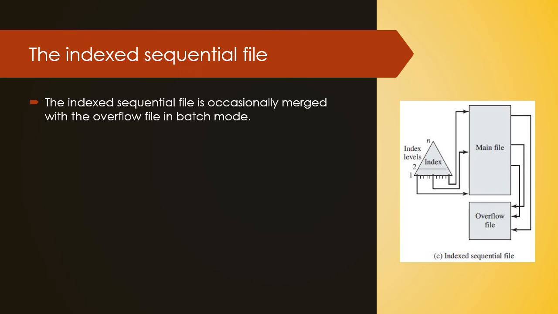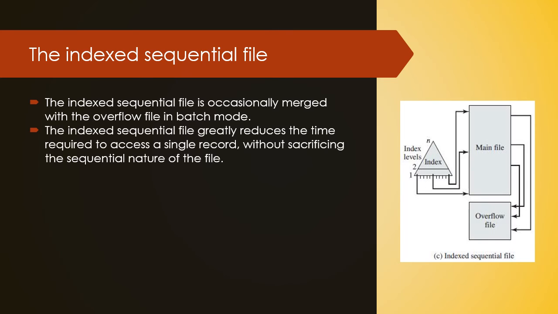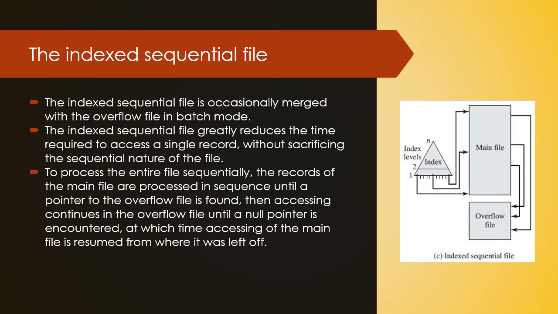The index sequential file is occasionally merged with the overflow file in batch mode. The index sequential file greatly reduces the time required to access a single record without sacrificing the sequential nature of the file. To process the entire file sequentially, the records of the main file are processed in sequence until a pointer to the overflow file is found. Then accessing continues in the overflow file until a null pointer is encountered, at which time accessing of the main file is resumed from where it was left off.